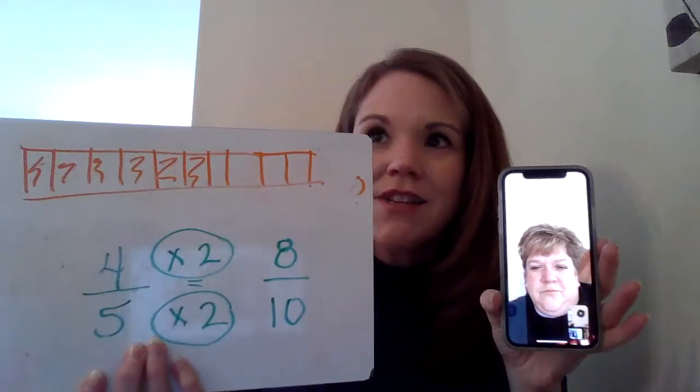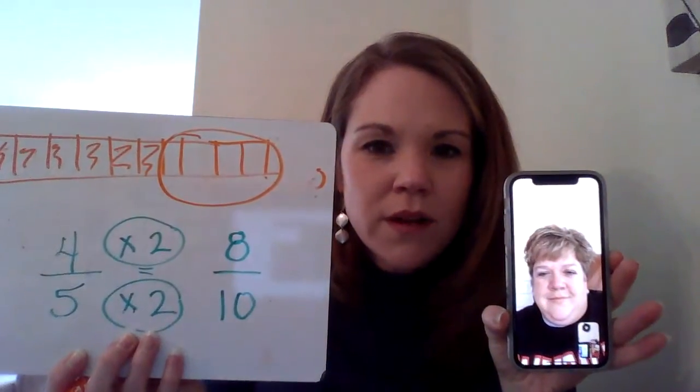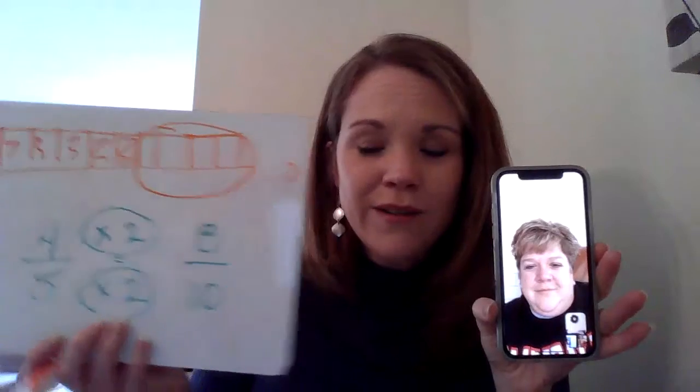Hey guys, this is kind of like what we did on Monday with our calendar pieces. So I'm going to circle what's left here. And I see there's 1, 2, 3, 4 out of 10, or 4/10. All right, so I'm going to go ahead and put that on the line.